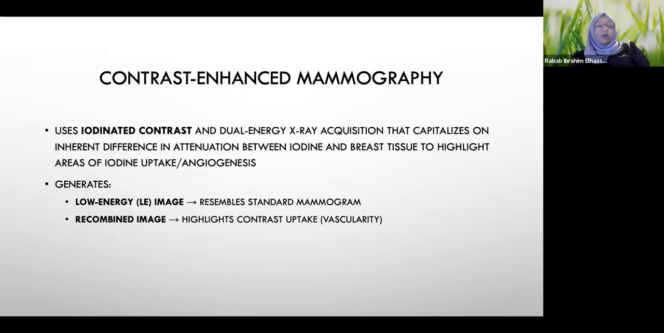Contrast enhanced mammography uses iodinated contrast that is similar to CT contrast, and dual energy acquisition. I will explain that in a minute. That capitalizes on the inherent difference between the iodine and breast tissue in terms of attenuation. So the idea is normal breast tissue will not take iodine because the blood vessels are normal. The tumor tissue will take iodine because of the abnormal blood vessels.